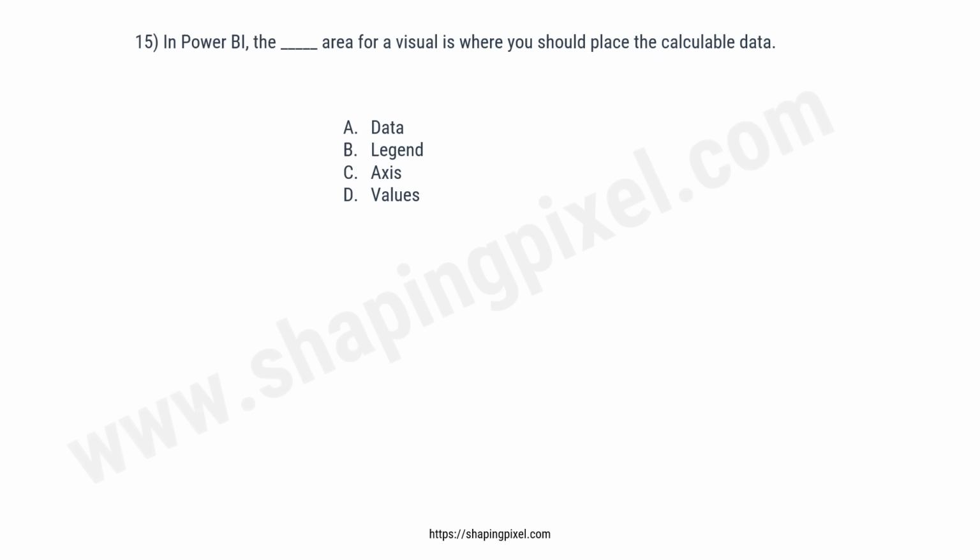Question number 15. In Power BI, the dash area for a visual is where you should place the calculated data. And we have four options: data, legend, axis, values. So the right answer here is option D, values.